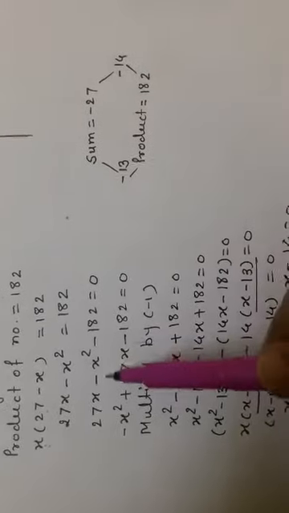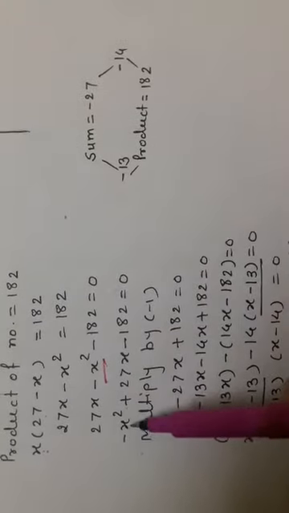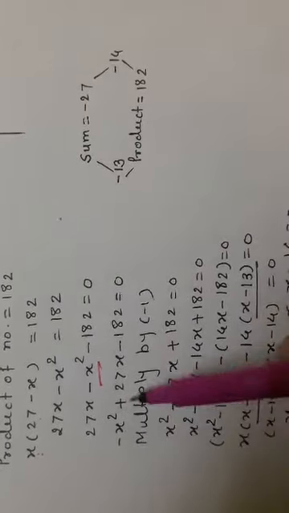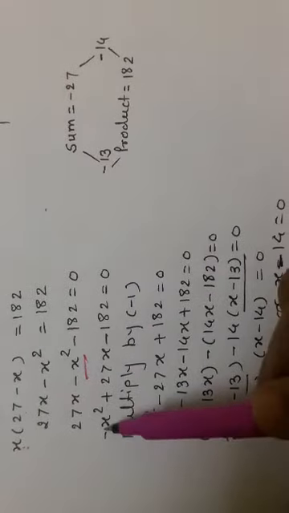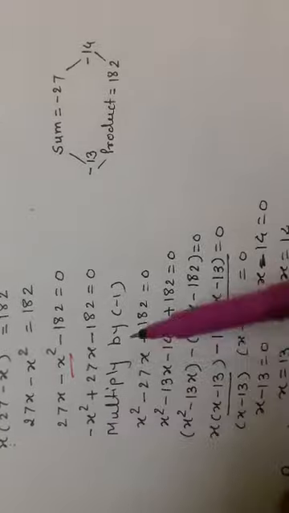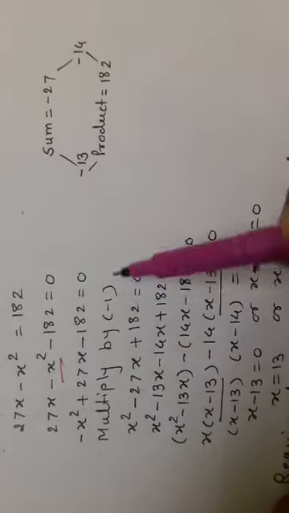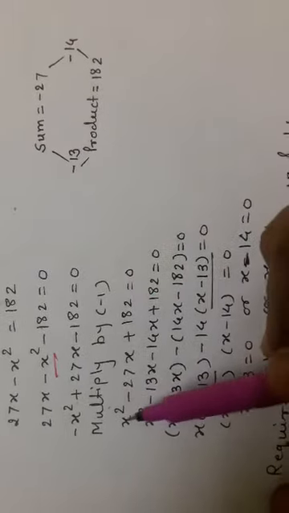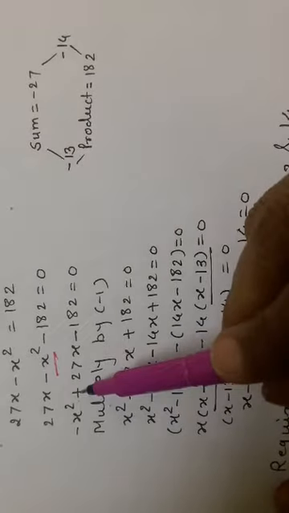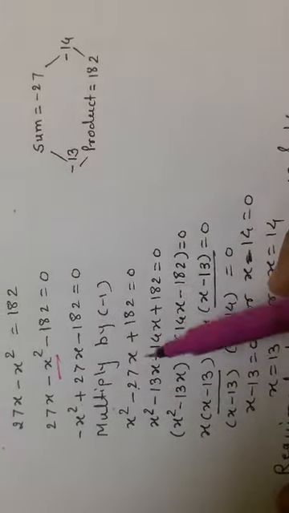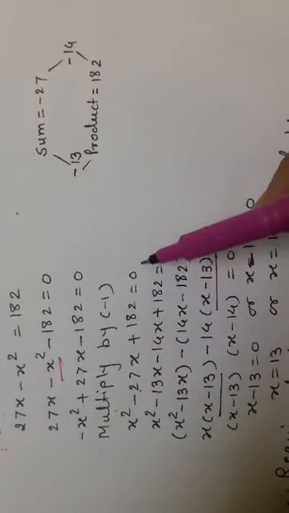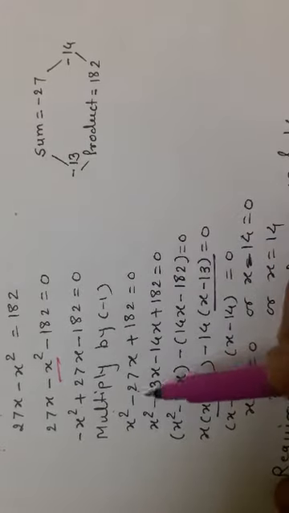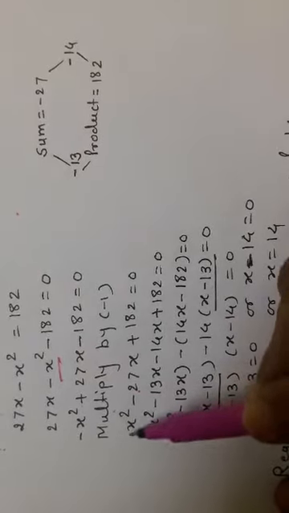We have to write it in standard form. So we will write the x square term first: minus x square plus 27x minus 182 is equal to 0. Now the coefficient of x square is minus 1, that's why we will multiply by minus 1. So what we will get here: x square, positive becomes negative and negative becomes positive, minus 27x plus 182 is equal to 0. Now the coefficient of x square is 1.